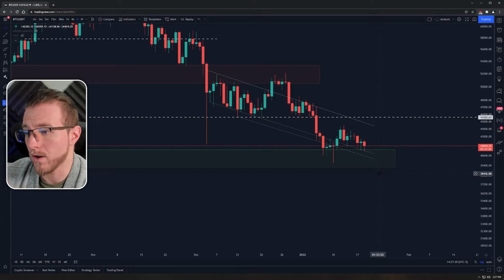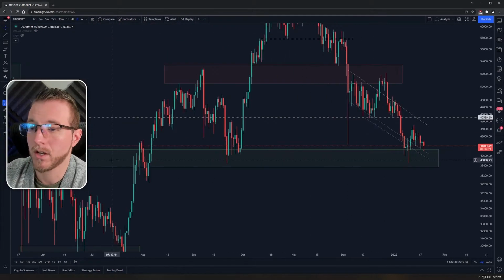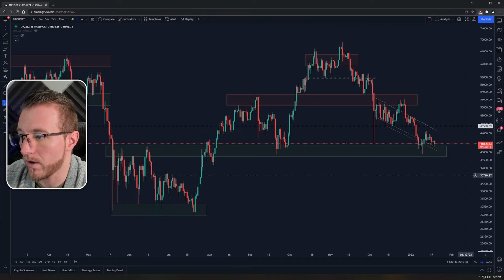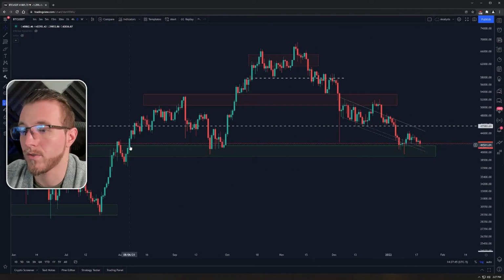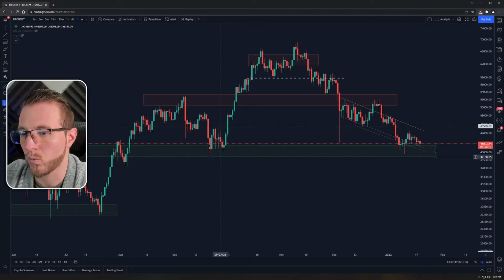Okay, so right here, we're just slowly grinding this down and making a very significant, repetitive test of this major historical daily area of demand down here. Okay, so this is good. Once we battled this, we had one really good solid area of retest here that lasted for about a month.